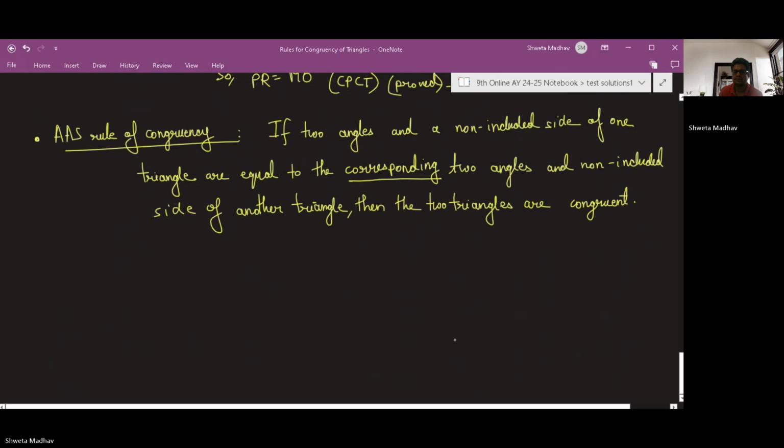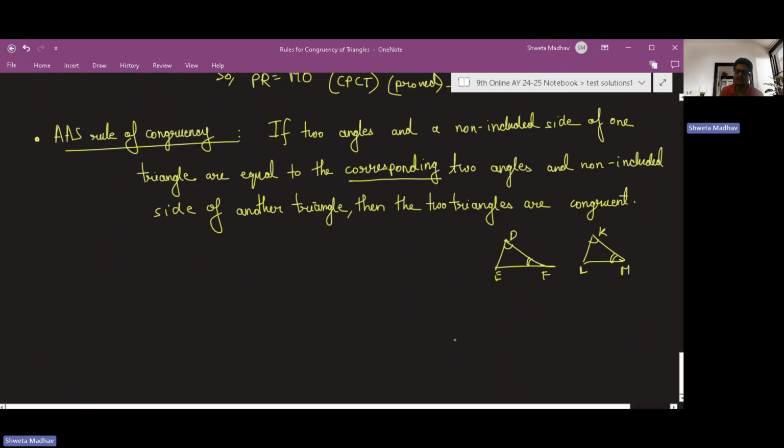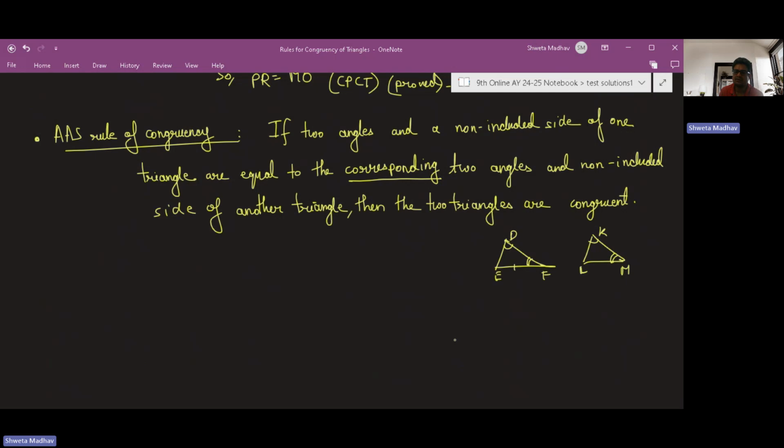So here, suppose we take one triangle DEF and another triangle KLM. Suppose we can show that angle D is equal to angle K and angle F is equal to angle M, and we don't take the included side DF and KM. We take, suppose, EF is equal to LM. Suppose it is told in the question that EF is equal to LM and angle D is equal to angle K and angle F is equal to angle M.